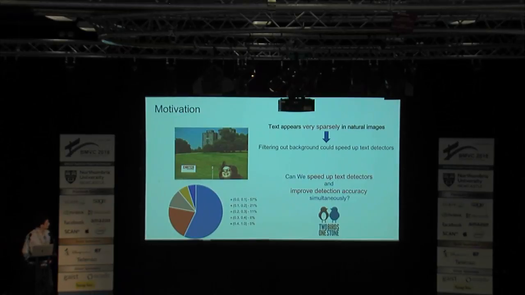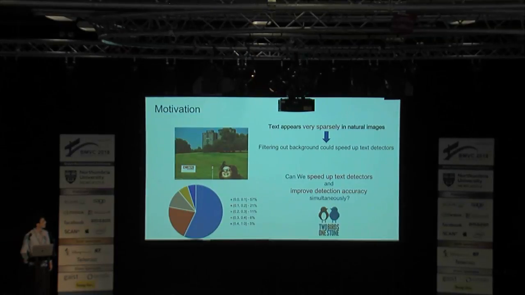The motivation of this work is they found that in a scene, text appears very sparsely. These statistics are from a dataset called ICDAR 2013. You can see only 5% of the images have 40% to 100% of the area covered by text. So a very small amount of images have a lot of text.